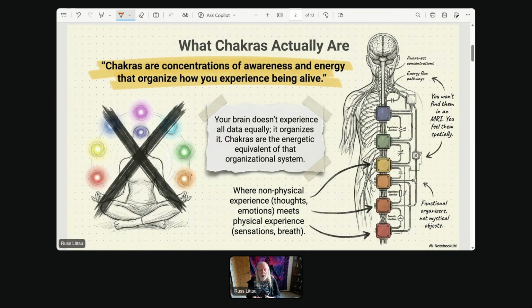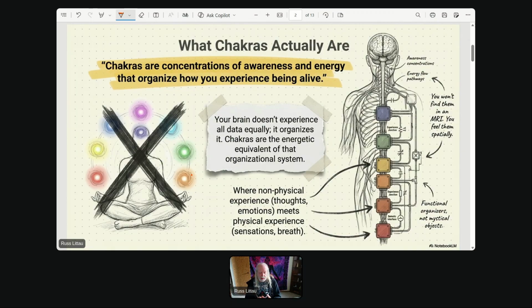So what chakras really are, now a lot of you guys know this already, but depending on where you're viewing this from, you may have heard of the word chakras, but you don't know what they are, other than this weird floofy stuff you've heard somewhere along the way. So what are chakras? Like, really? And I really like this. Concentrations of energy and awareness, and they organize how you experience, if you will, being alive. So these are energy systems in your body.